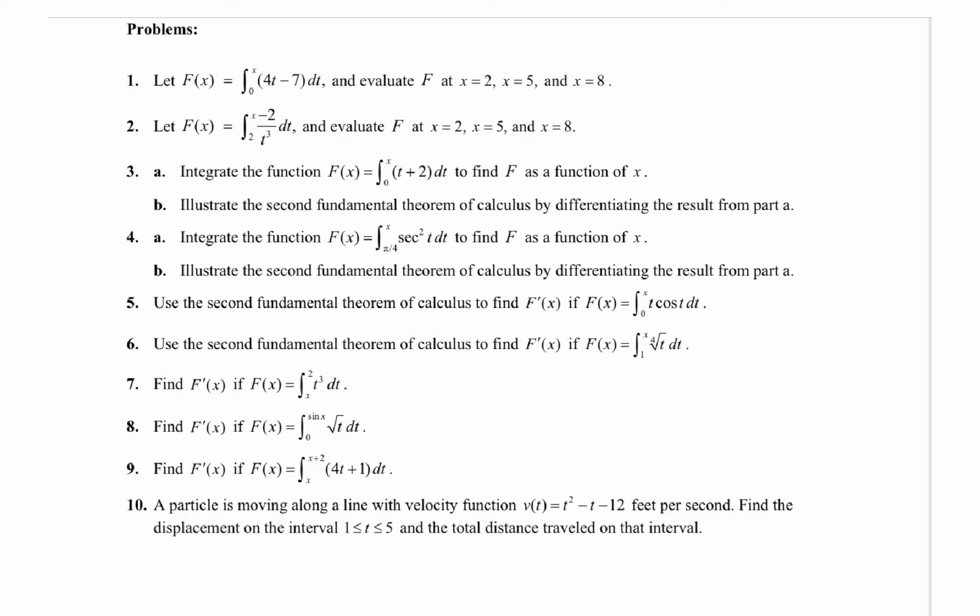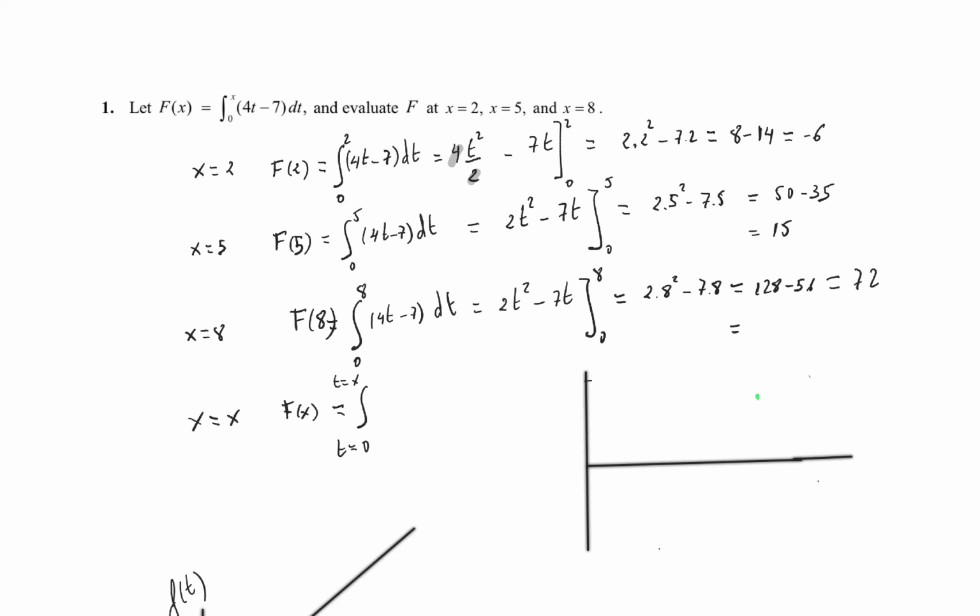Okay, these are the problems for these lessons. There are 10 problems. Let's go to the first one. The first one says, given capital F of x, the antiderivative of the function 4t minus 7.